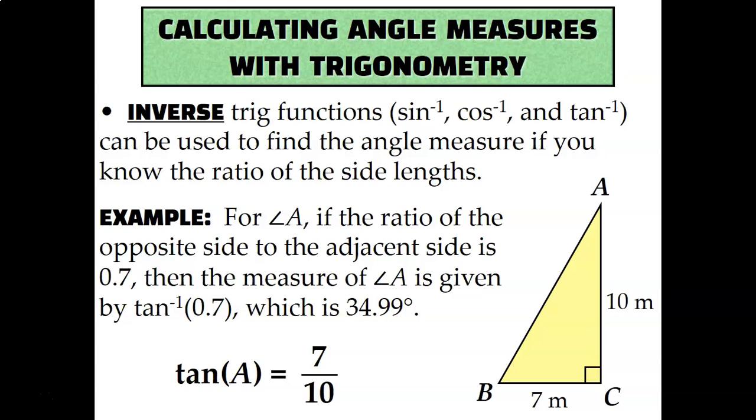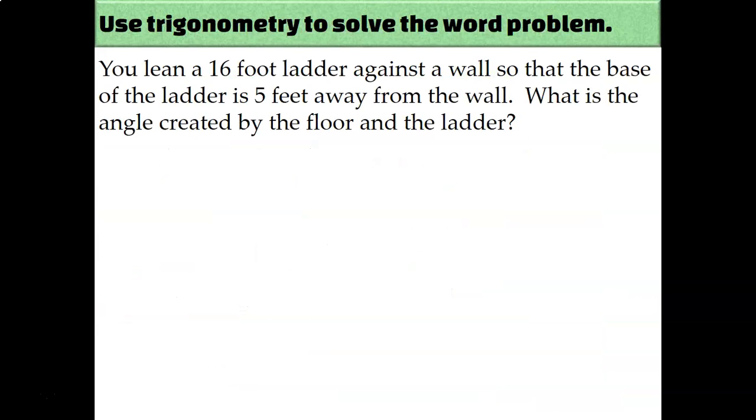So let's see if we can apply these ideas to solve real-world problems. For example, let's say that we lean a 16-foot ladder against a wall so that the base of the ladder is 5 feet away from the wall. What is the angle created by the floor and the ladder? Well, the first thing you should do on any word problem is draw a picture. And since we're dealing with trigonometry, we know we need to draw a right triangle.